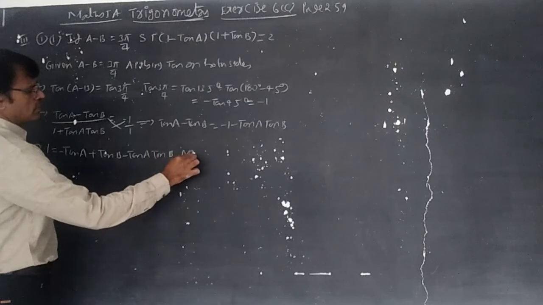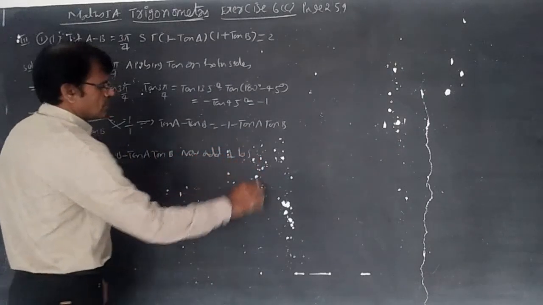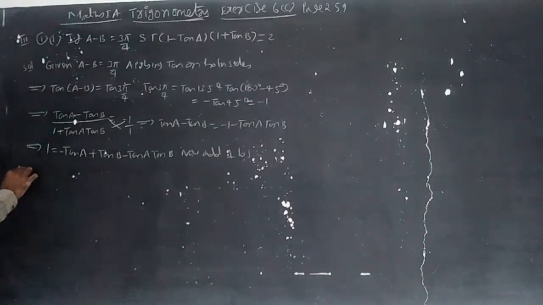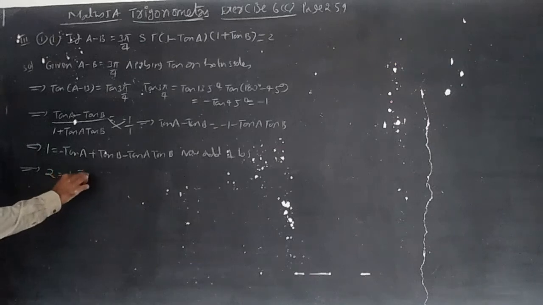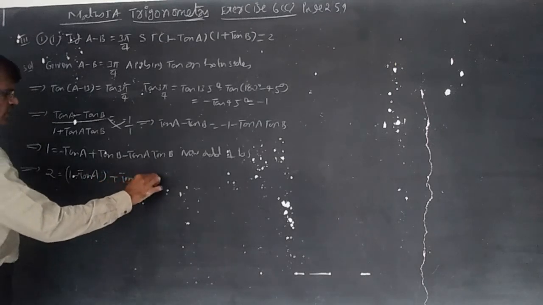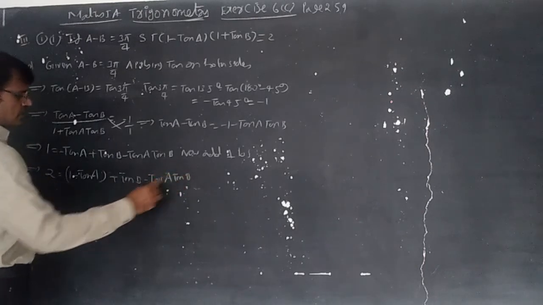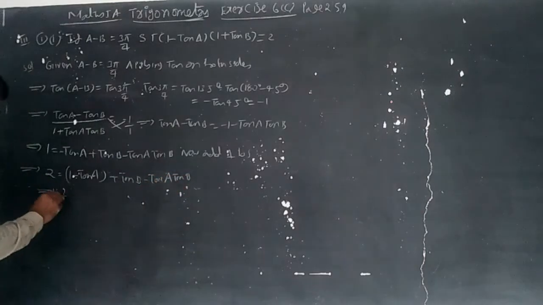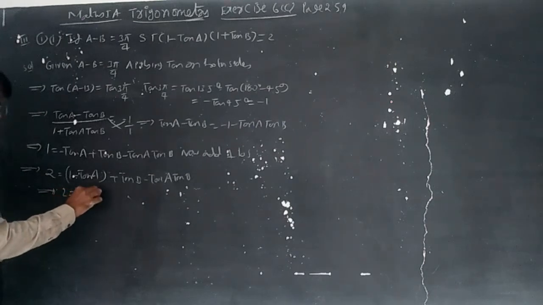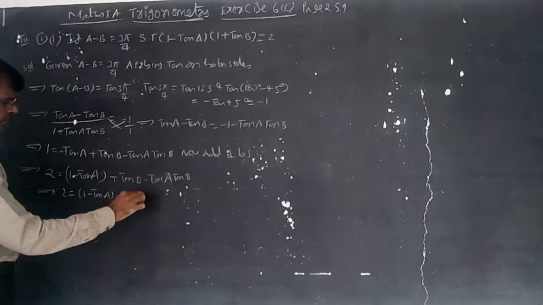Now add 1 to both sides. Adding 1 to both sides, 1 plus 1 becomes 2. 2 is equal to 1 minus tan a, put a group here, plus tan b minus tan a tan b. Simply, we added 1 to both sides. That implies 2 is equal to 1 minus tan a minus tan b taken common.